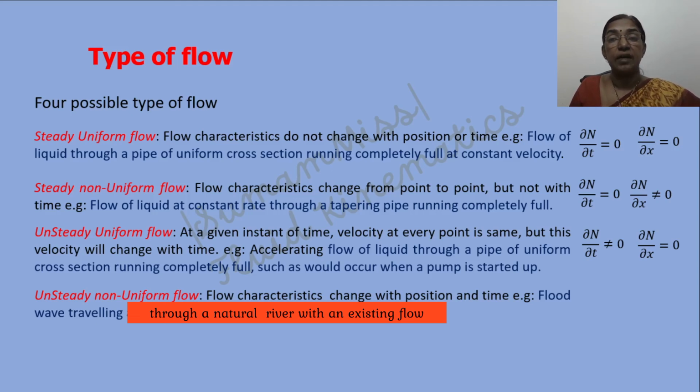The fourth case is unsteady non-uniform flow. In this case, flow characteristics change with respect to space and time. That is the flow of flood through a river. So ∂n/∂t is not equal to 0 and ∂n/∂x is not equal to 0.